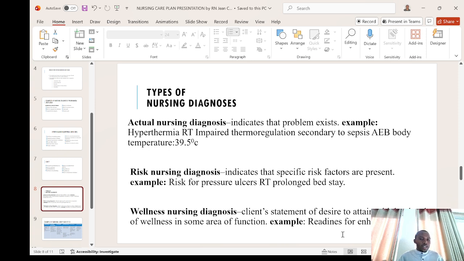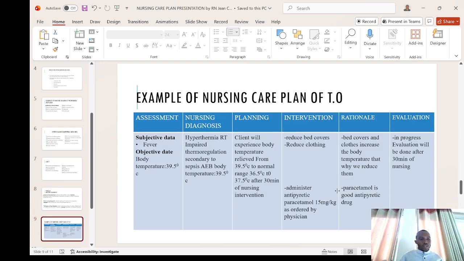Like someone is okay, but the nutritional status is not that good, and you want to provide health education related to it, or you want to do something related to nutrition, so you can use this one: readiness for enhanced nutrition.